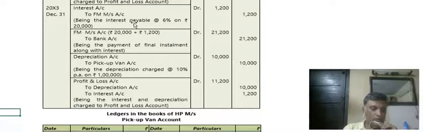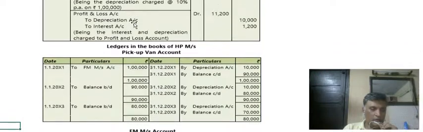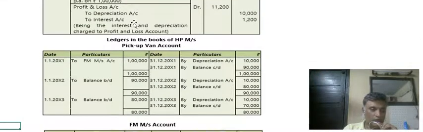Okay. Once these entries are passed, we need to post them into the respective ledgers. Ledgers in the books of the hire purchaser are the van account, pretty straightforward, just the ledger posting, right? So 1 lakh was the asset starting cash price. First year depreciation was 10,000, second year was 10,000, third year was 10,000, and finally you will be left with 70,000 as the price of the asset left over.